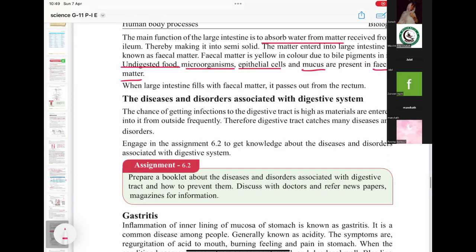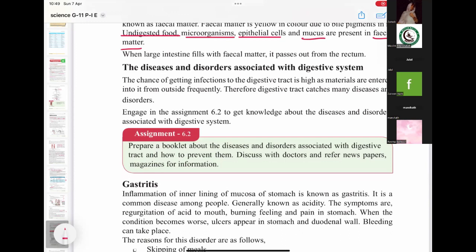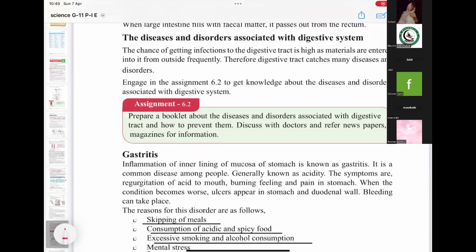Then finally, we have diseases and disorders. I'm not going into more detail on this. Okay, we'll just quickly go through this. So you know, the digestive system has a high chance of infection. Why? Because the digestive system is related to the environment. The anus opens to the environment, so we have a higher chance of getting infected. And also there are many related diseases, and we have a very special disease related to all of you. You'll see that one as well.